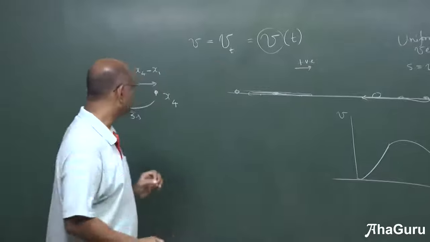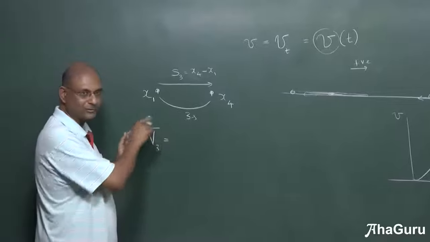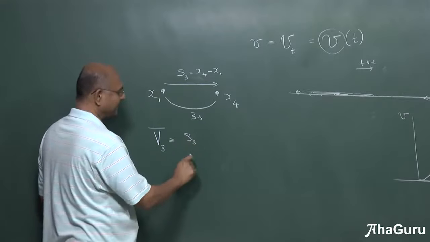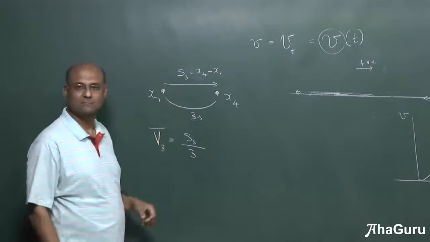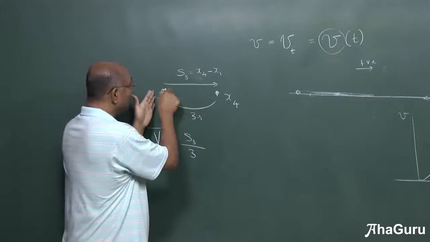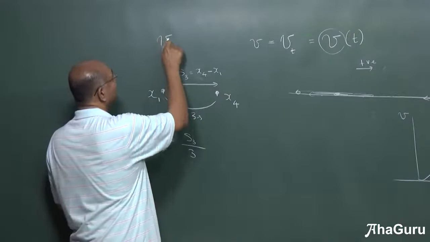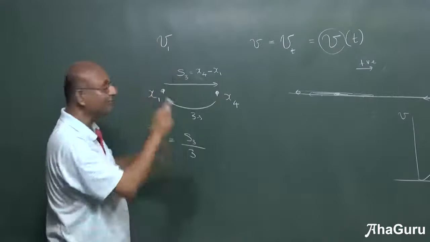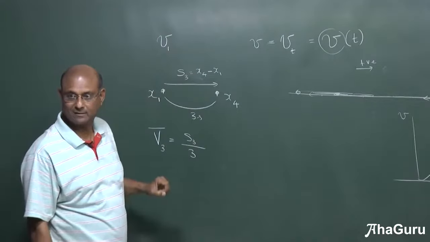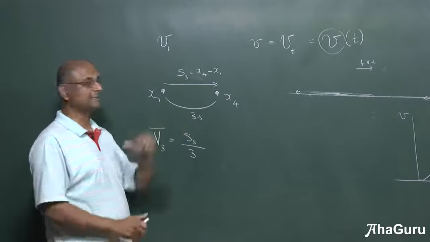What is the average velocity for 3 seconds? I'll put a bar to say average velocity. What is the average velocity for 3 seconds? Displacement for 3 seconds by 3. Why by 3? Because it was 3 seconds. But is this the velocity of the object here, there, etc.? No. I am interested in the velocity at 1. It is not average velocity, I didn't put a bar. I am interested in finding the velocity at time 1 second. But what I have got now is average velocity for 3 seconds.